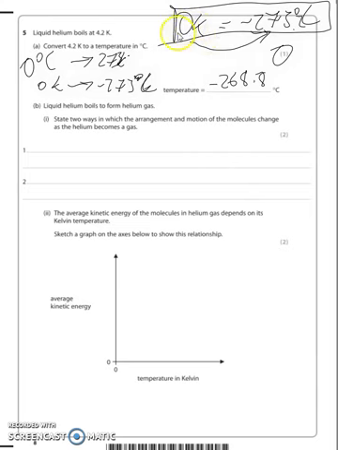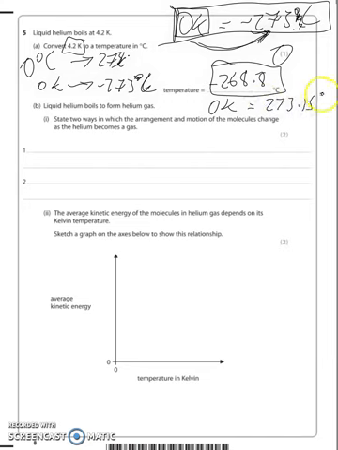The way I remember it is by using 0 Kelvin is minus 273 Celsius. So to get from Kelvin to Celsius, all we do is take away 273. So we're going to take away 273 from 4.2, and we get this number. And they would also accept minus 269, 268.95, because the actual value is 0 Kelvin equals minus 273.15 Celsius. But 273 is absolutely fine.